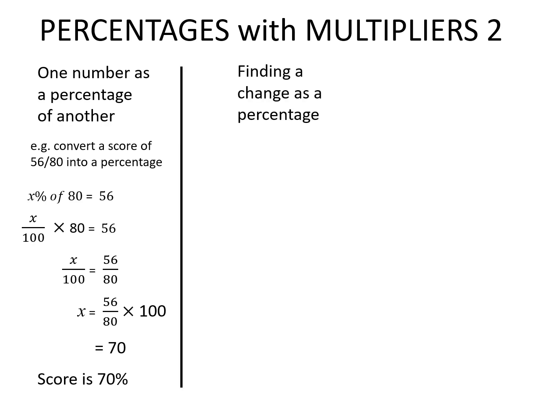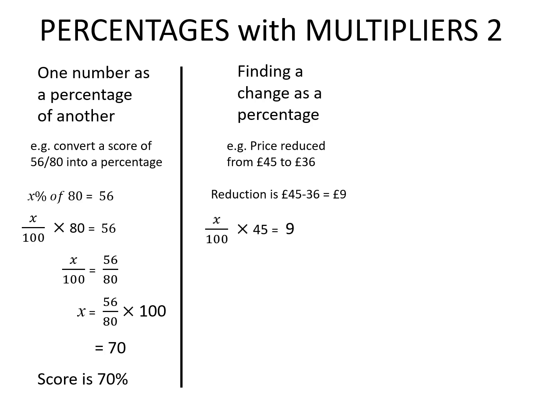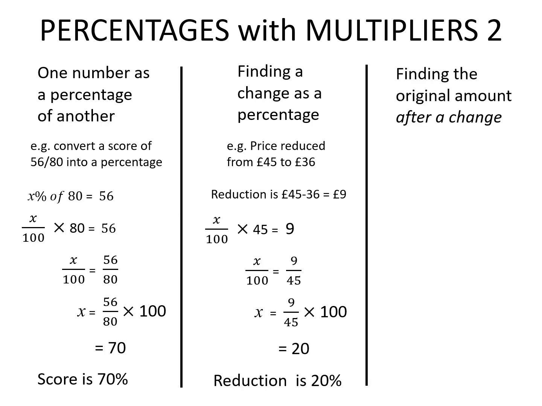In a very similar way, I can find a change as a percentage. A price is reduced in a shop from £45 to £36. First thing I do is work out the actual reduction. I then have to work out £9 as a percentage of £45. Using a similar calculation to the one before, x hundredths times 45 is 9. I rearrange and get x is 9 over 45 times 100, 20. So it's 20%.